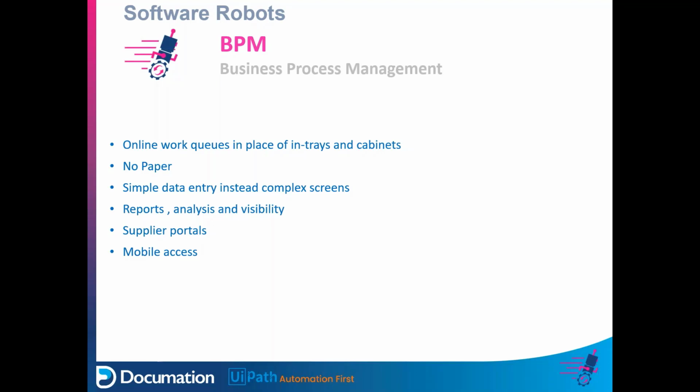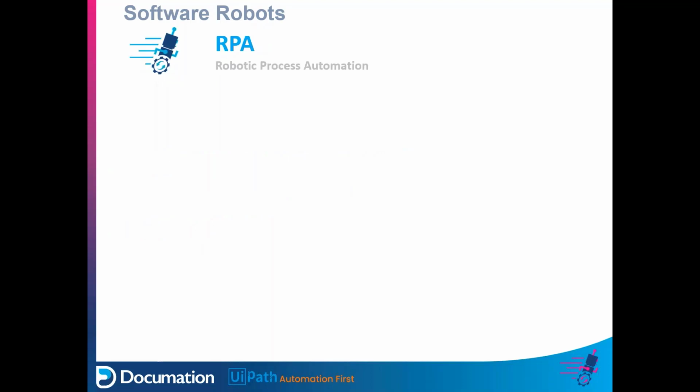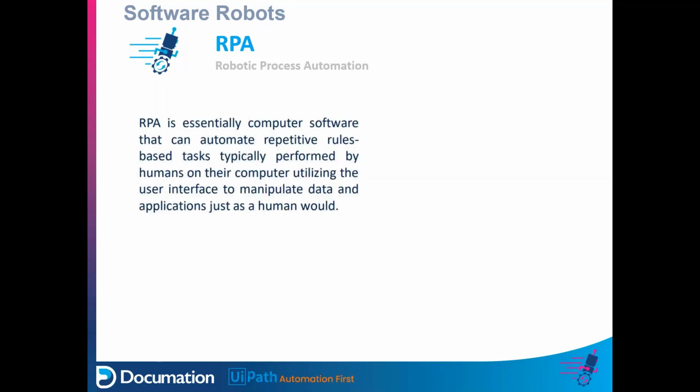Now, in the last few years, another form of software robot has started to appear, which automates in a very different way and can be much faster to implement. And that software is RPA, or Robotic Process Automation. Documation has a very strong partnership with an RPA company called UiPath. So here's a description of RPA in their words.